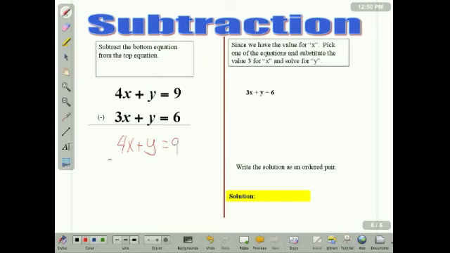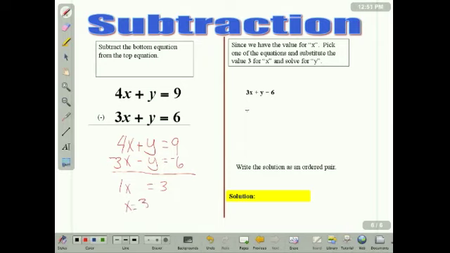And in this case, I'm going to subtract 3x because it's the opposite of a positive 3x. I'm going to subtract the y because it's the opposite of y. And I'm going to subtract the 6 because it's the opposite of positive 6. I'm going to combine these and make one linear equation. 4x minus 3x is a positive 1x. My y's cancel out, which is what I wanted to do, and I'm left with a 3. In this case, x equals 3.